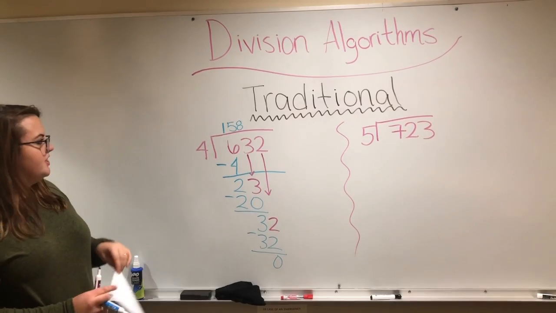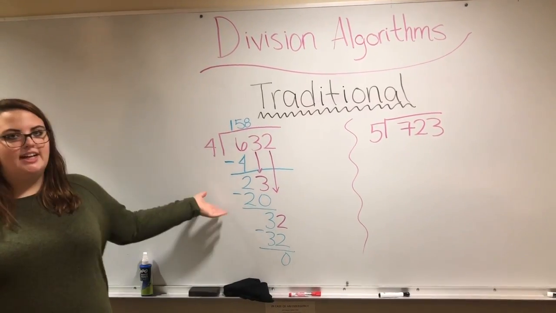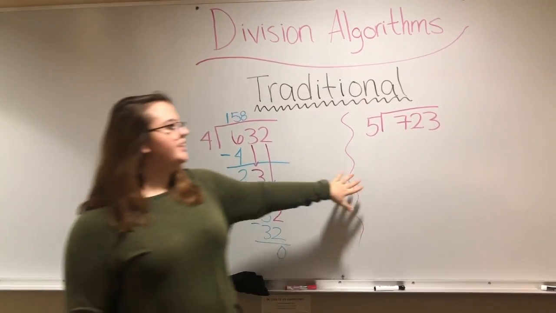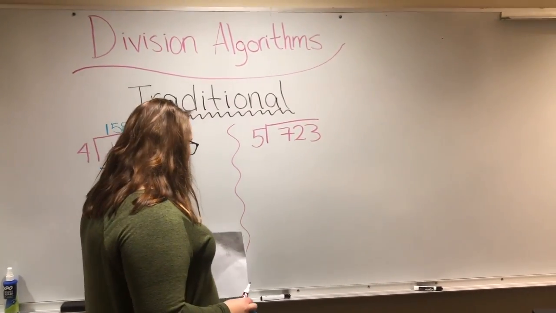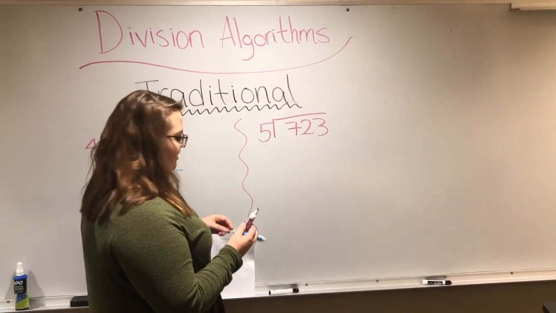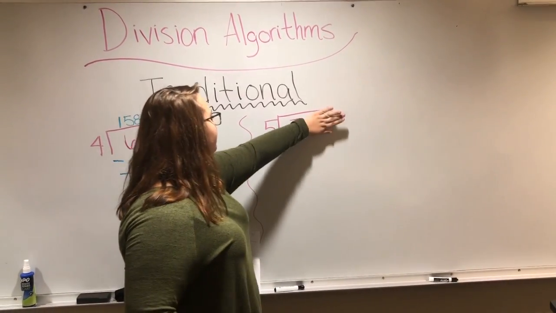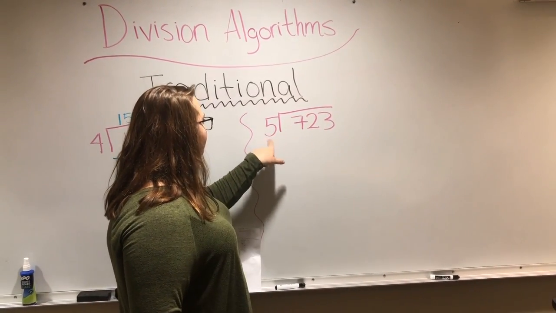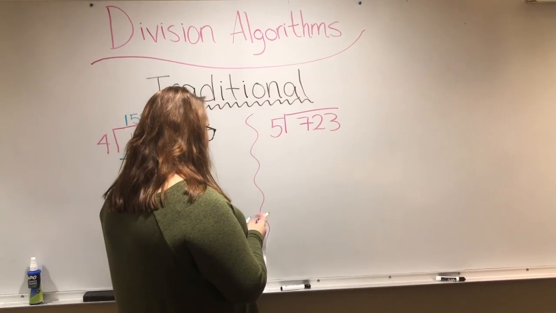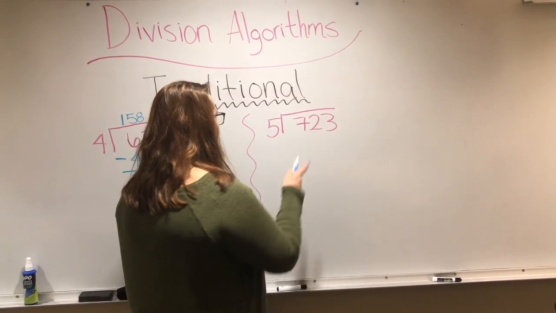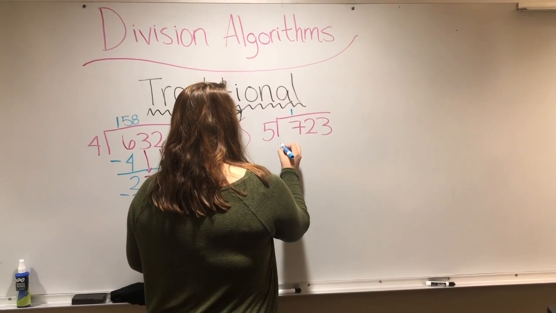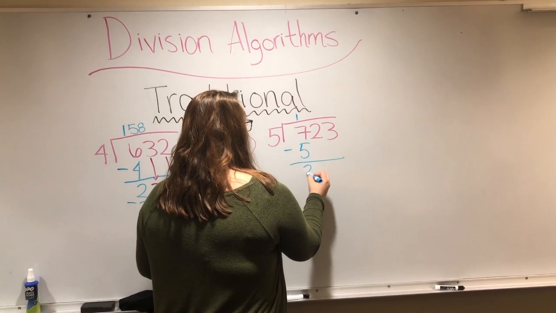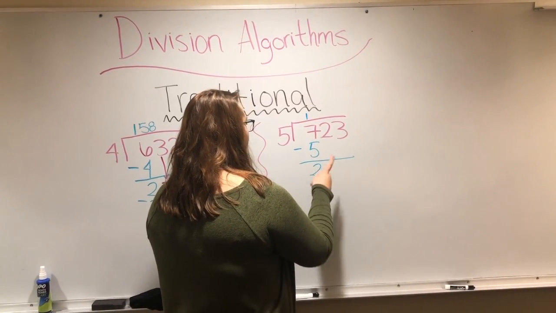But sometimes with division, we know that it's not always a complete number. Sometimes we have a remainder. So let's go over here with the traditional algorithm and use the same steps. So we're going to start with the 7, which is in the hundreds place. And I know that 5 goes into 7 one time evenly. So we're going to put our 1 right here, minus 5. 7 minus 5 equals 2. We're going to bring our 2 down.